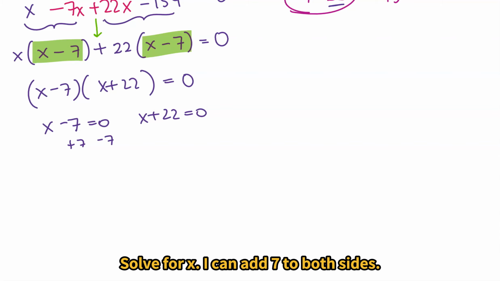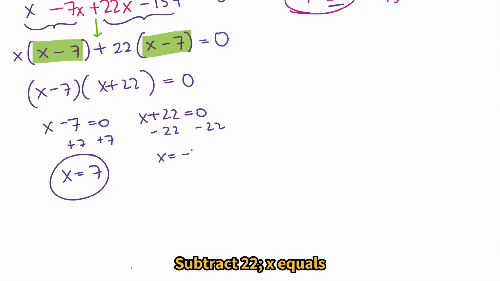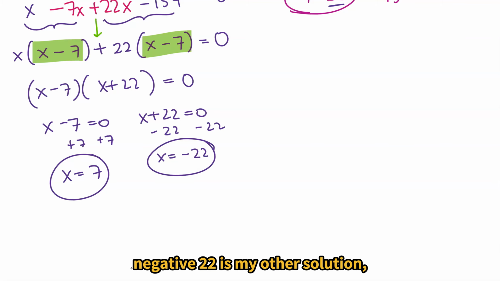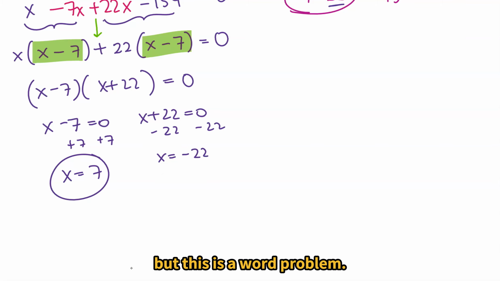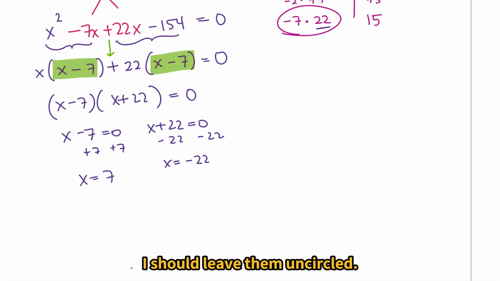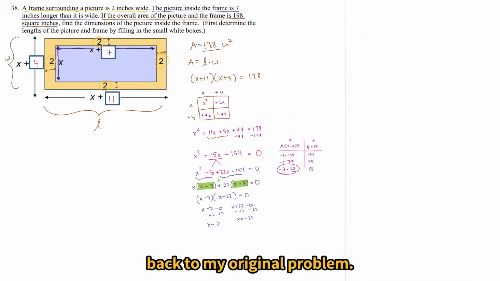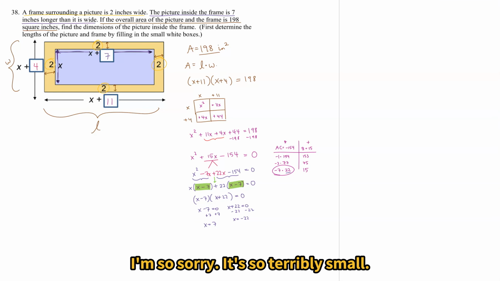Solve for x. I can add 7 to both sides. X equals 7 is one solution. Subtract 22. X equals negative 22 is my other solution. But this is a word problem, so I shouldn't circle them just yet. I should leave them uncircled. I need to go all the way back to my original problem. I'm so sorry, it's so terribly small.